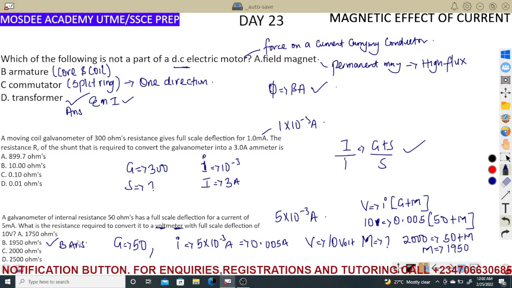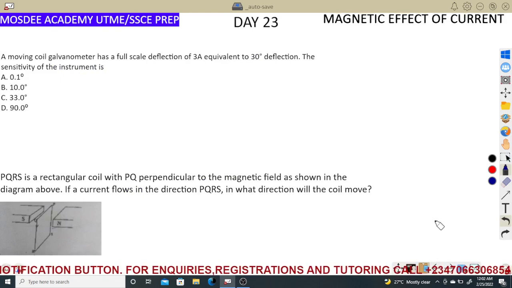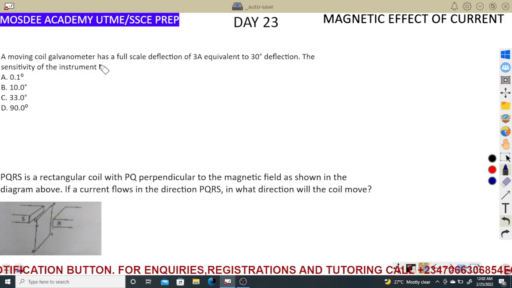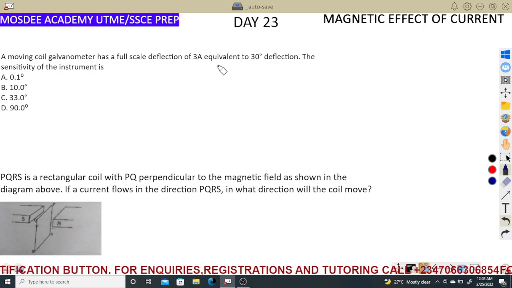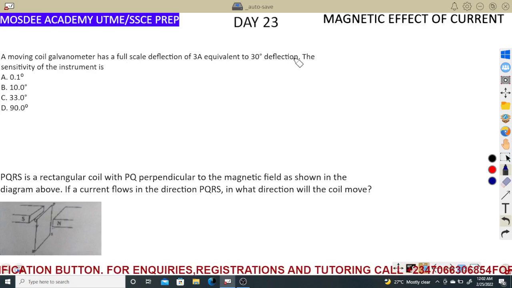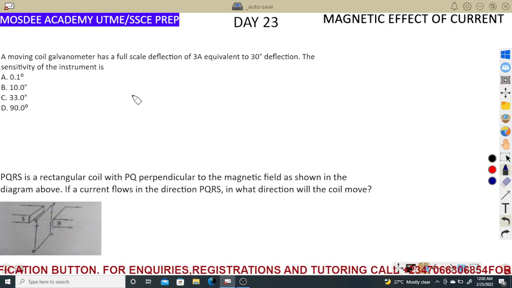I think that is the last question. Do we still have one more? Wow, one more question. Now, I'll do this. A moving coil galvanometer has a full scale deflection of 3 amps, equivalent to a 30-degree deflection. The sensitivity of the galvanometer is what?